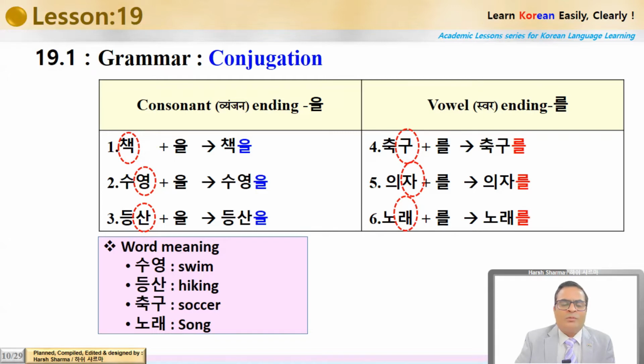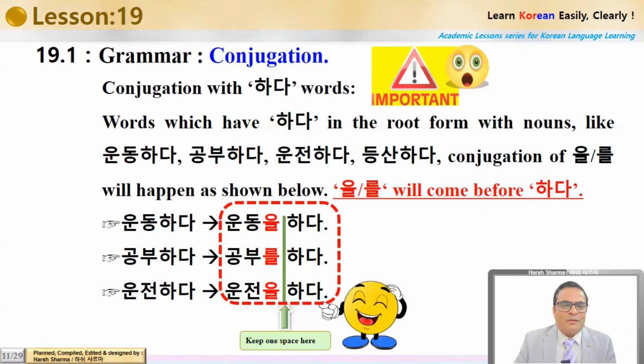So let's wrap up the rules again. First, it can be used only with nouns. Second, add ul if there is a batchim in the final syllable of the noun, and add rul if there is no batchim in the final syllable of the noun. Clear, everyone? It is not very difficult. Next, there is one special case.